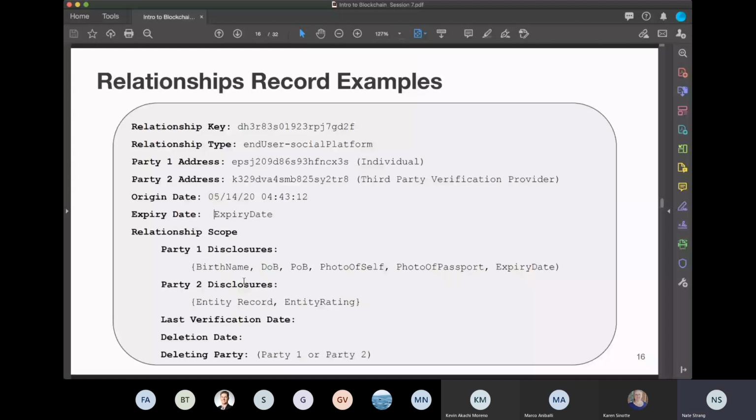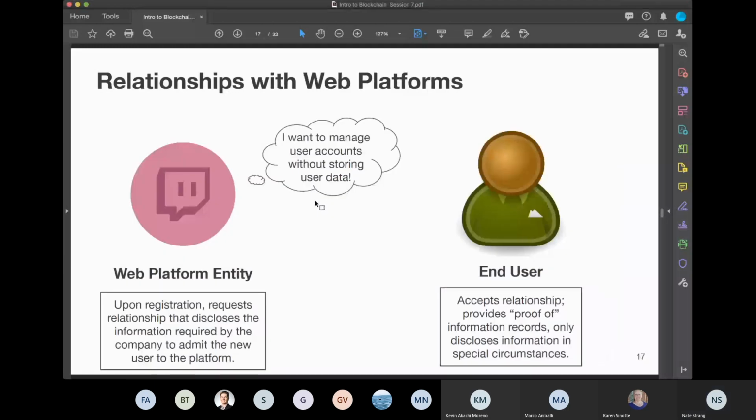So let's assume for this example that this verification provider has approved me. We're looking at our relationship record between the two of us. So what can I do with this information now? What if I want to go access a web platform? So in a Kevlar scenario, a web platform, upon my registration, is going to request a new relationship where I disclose the information that this dating app requires to admit me to the platform. I'm going to most likely accept that relationship and provide those proof of information records. So let's look at what that type of record would look like.